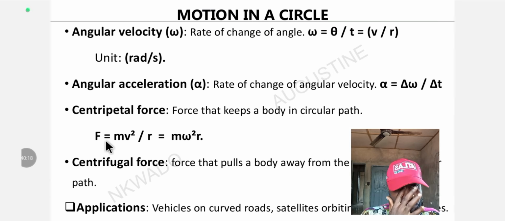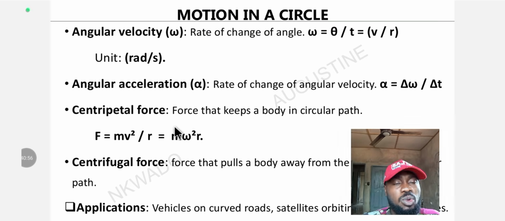The first formula here is F, which is the centripetal force, is equal to mv squared over r, where m is equal to mass, v is equal to the velocity, squared, okay? Over r, r is equal to the radius, measured in metres, that's the r here. So it depends on what you were given. If you were given mass, velocity and radius, you use this one to solve it and get the answer.